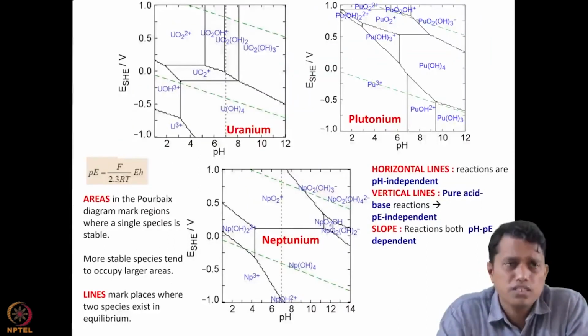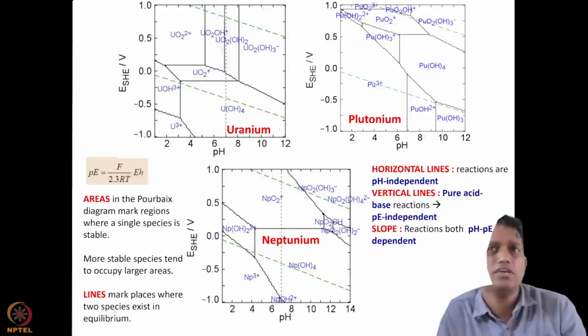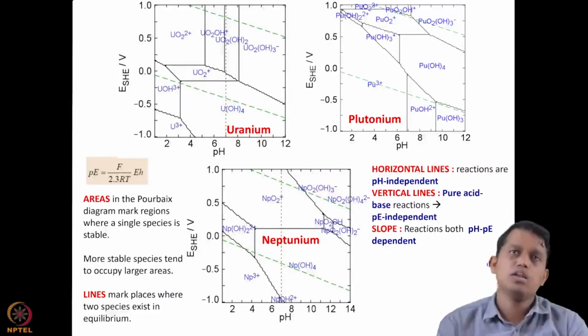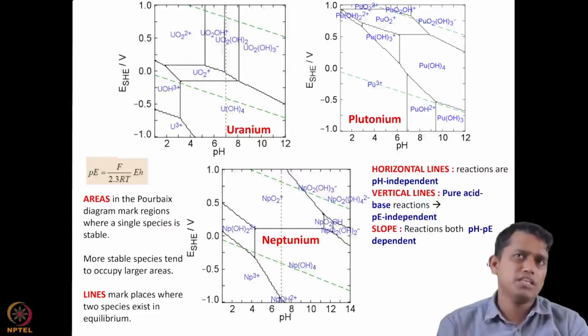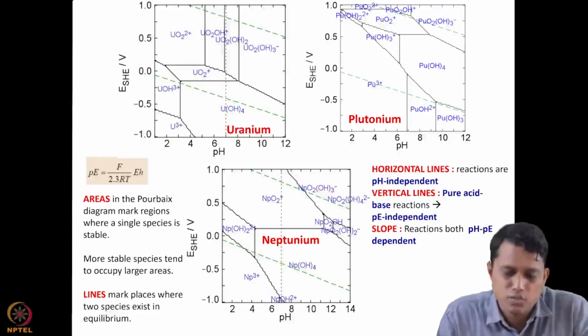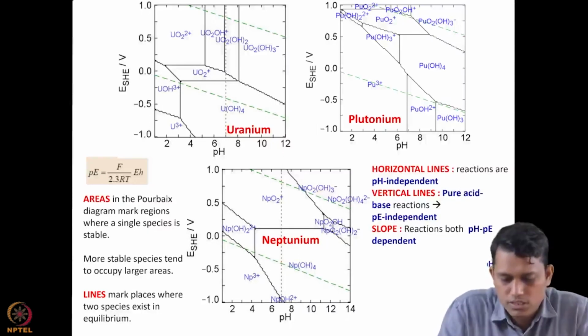So now with this understanding that we have three kinds of lines, some horizontal, some vertical, some sloping, what information can we get? Let us try to see the simple graph of neptunium, that is this one.